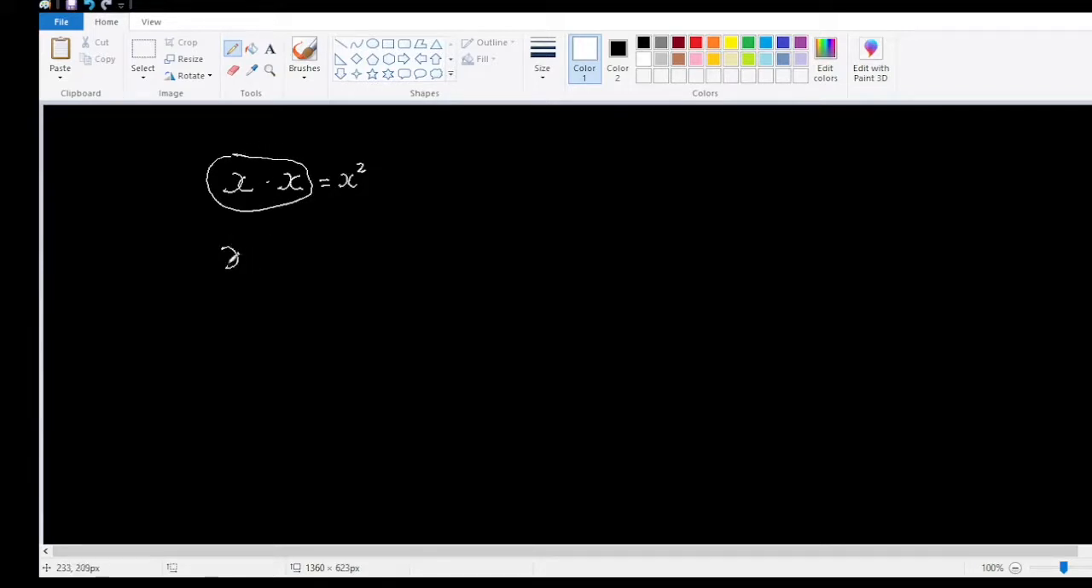What about if you have x to the power of 3 times x to the power of 4? Well, here there's multiplication, so you add exponents. So the answer will be x to the power of 7.